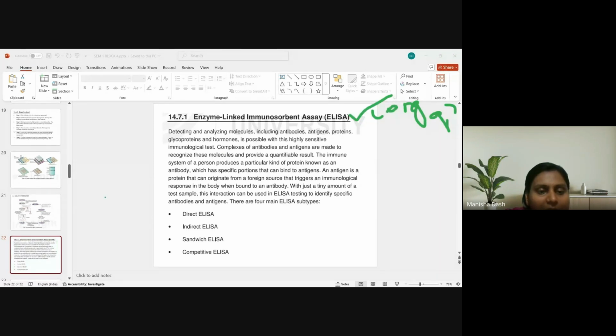The principle of ELISA is very simple. It is based on antigen antibody binding. I hope everyone knows what antigen and antibody are.